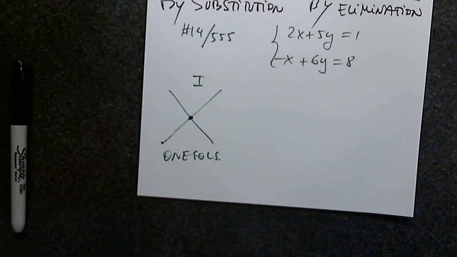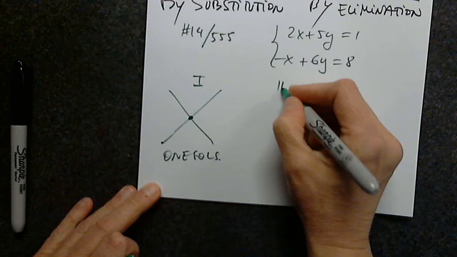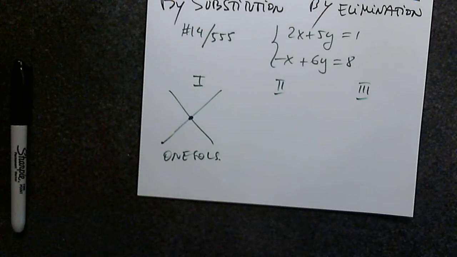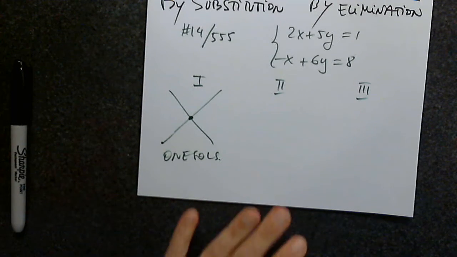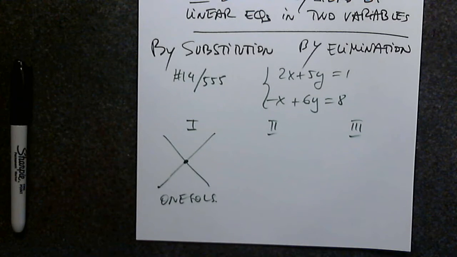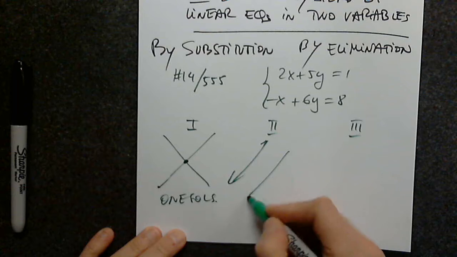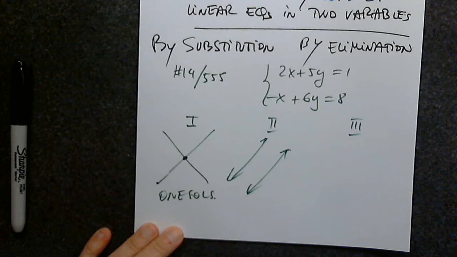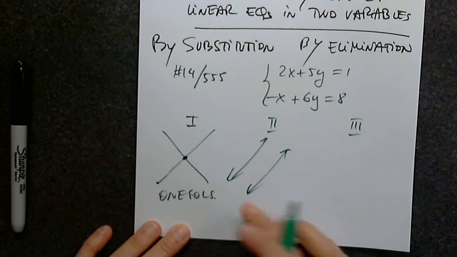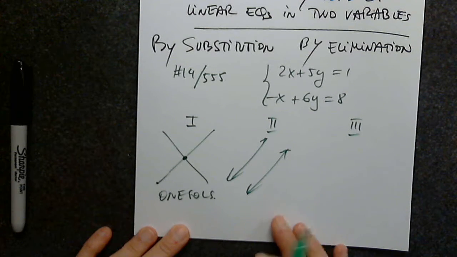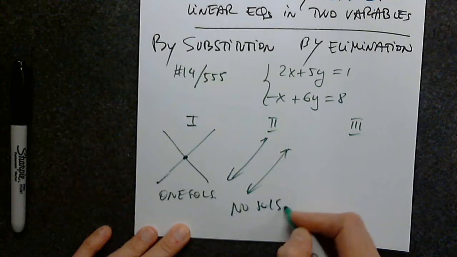What else can happen? What is the second option? And what is the third option? They can be what? Very good. They can be parallel. And how many solutions, if they are parallel, how many solutions do we get? And how many points do they cross or meet? None. No solutions. Very good.